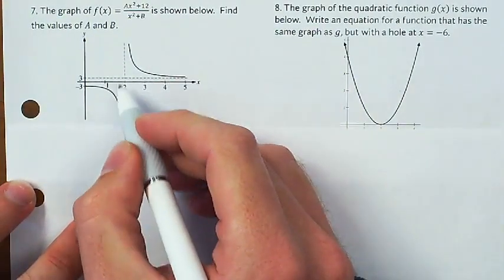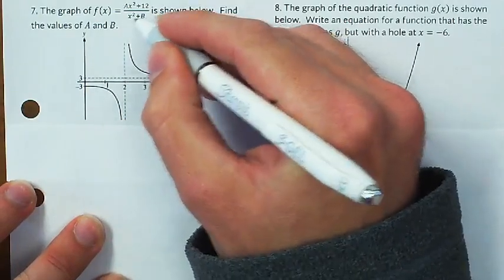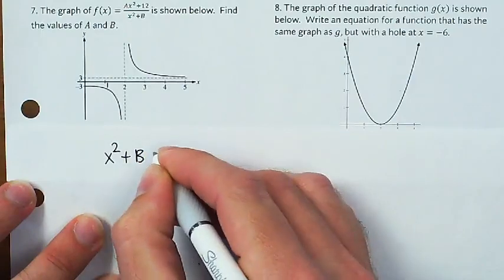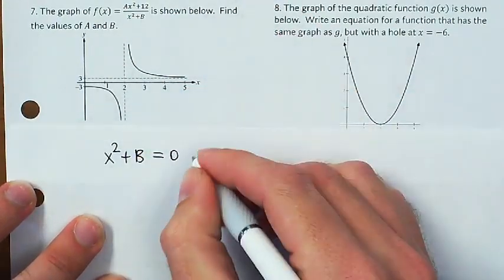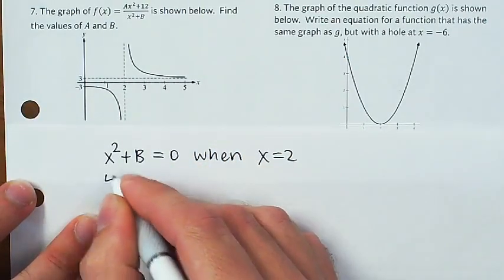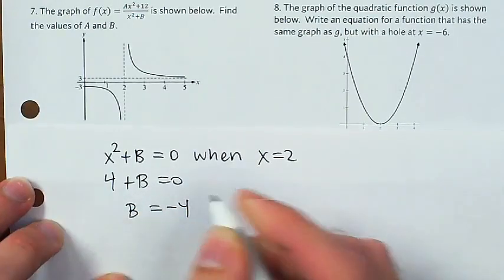Okay, we can find b easily, right? Because we know it's related to the vertical asymptote. So I'm going to say x squared plus b is equal to 0, right? The denominator is equal to 0 when x is equal to 2. Okay, so I plug in 2, and I get 4 plus b equals 0, and that means b is -4.